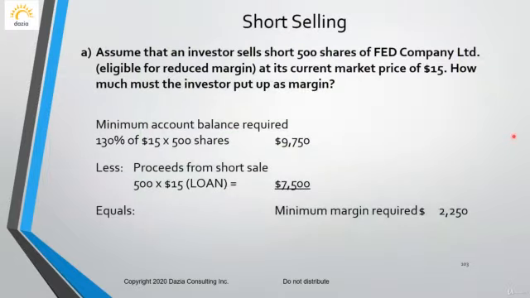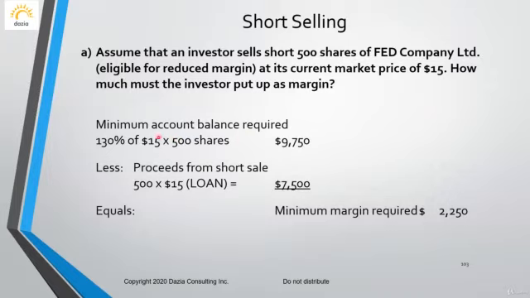Let's take a look at an example. The investor short sells 500 shares of the company at the price of $15. How much margin must the investor put in? So we're going to think $15 is the price. It's 500 shares. So I need to put in some money here. And how much is that? 15 times 500 is going to give you $7,500. $7,500 is the market value.